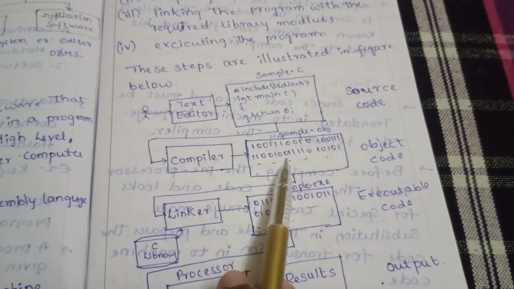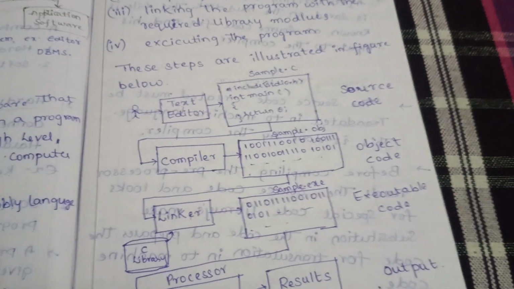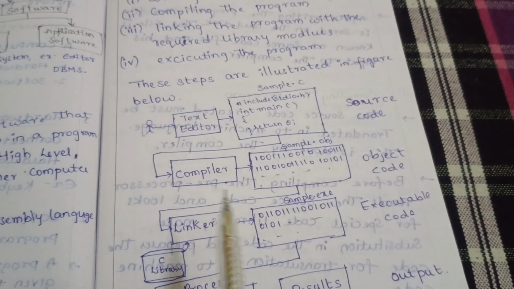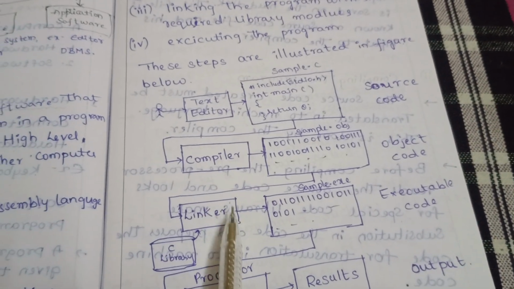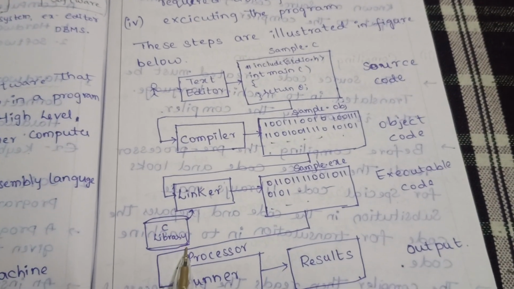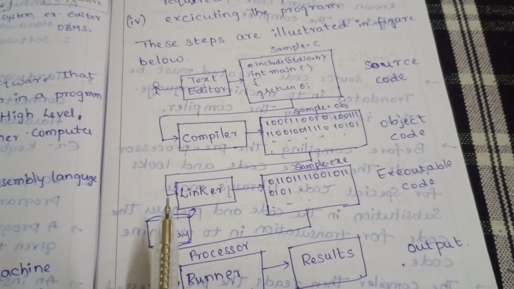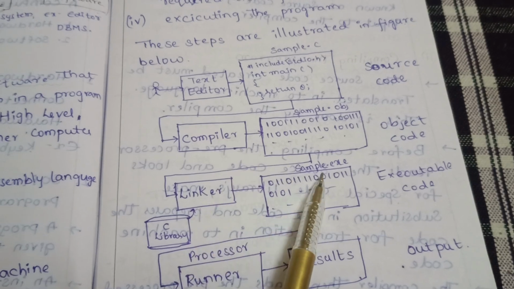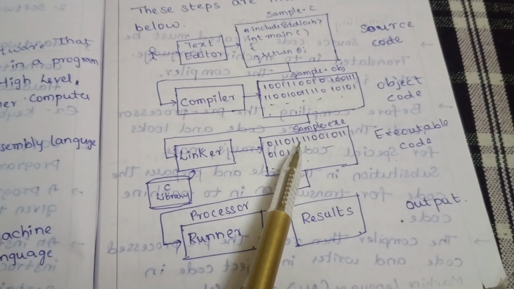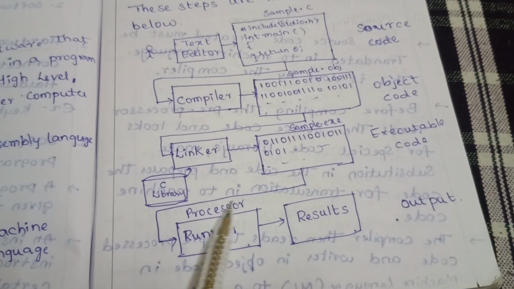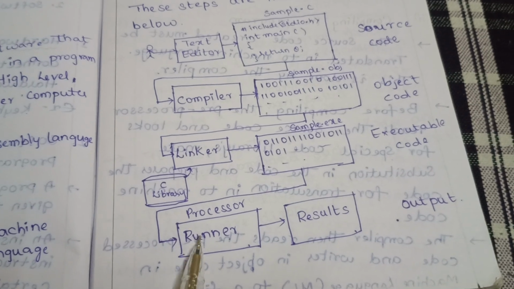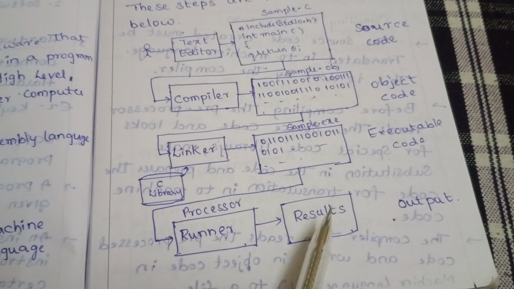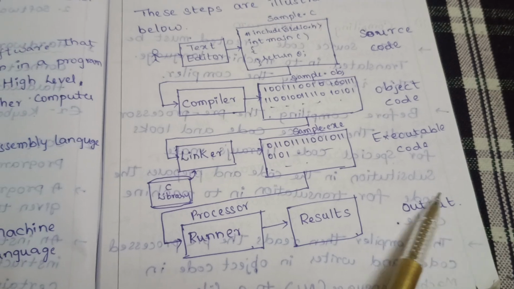Then this object code, the machine language, is sent to the linker, which contains the libraries like #include stdio.h, #include string.h. Then it is converted into executable code, then the processor runs it and gives the result, which is the output.